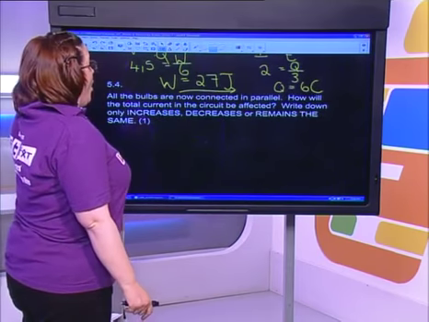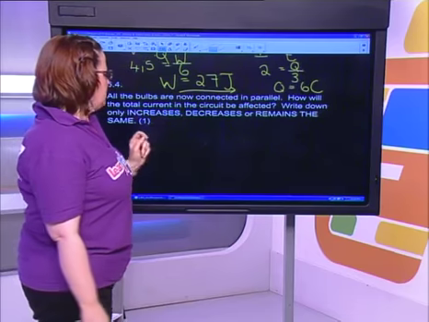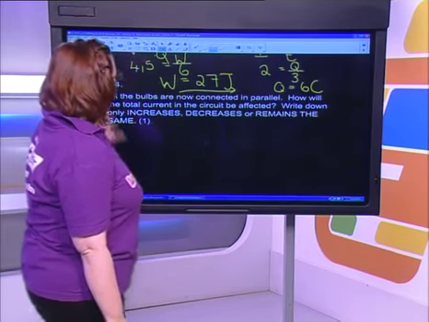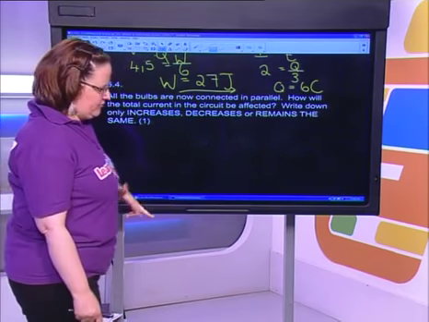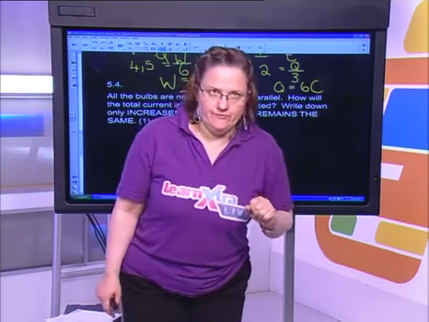Then, all the light bulbs are now connected in parallel. How will the current in the circuit be affected? Write down only increase, decrease, or remains the same. Very important for you to remember.